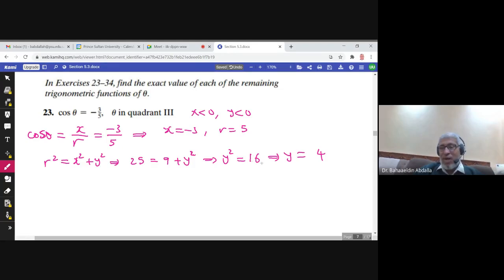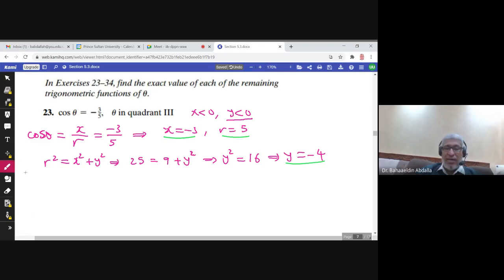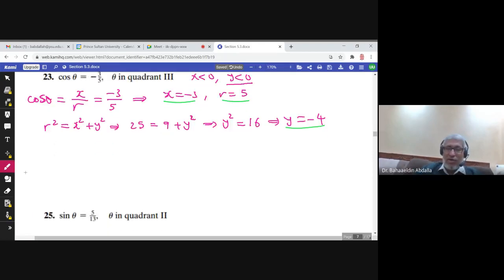But is y positive or negative? Y should be negative, so I take the minus sign. So here, y squared equals 16. The answer of this equation would be y equals plus or minus the square root of 16, which is 4, but y here has to be negative, so I take negative 4. So I have x, r, and y, and I can write all the 6 trigonometric functions of theta.